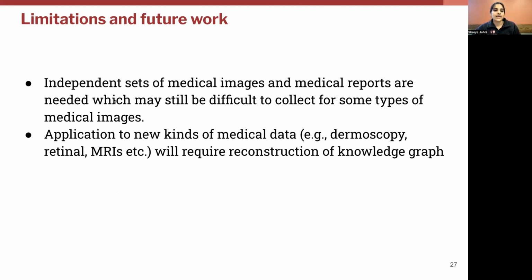In the end, they also point out some limitations and potential for future work. They say this method does require independent sets of medical images and medical reports, which may be difficult to collect in large proportion for different kinds of images, which is a potential limitation. Also, an application to a new image kind, for example MRI or retinal images, would require reconstruction of the knowledge graph itself. But overall, the study did show good results. And that's all I had.